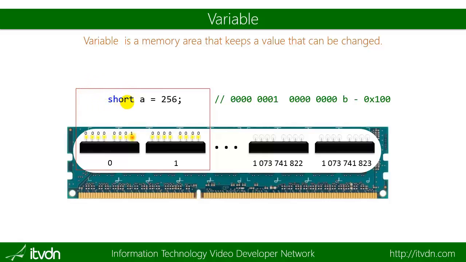Short is a type of variable that can keep up to 16 bits. Byte can keep up to 8 bits. Short can keep data up to 16 bits. So, if you want to assign a value of 256, you must have 2 bytes so that you can assign a value of 256.